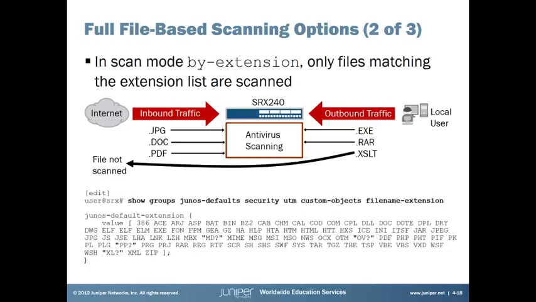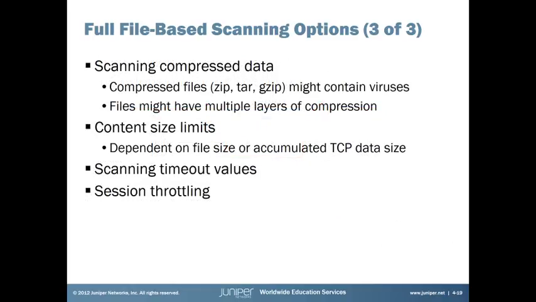So here's our show groups, students default, security, UTM, custom objects, file name extensions. These are the extensions that you can include when you've got scan by extension. There's all these built-in extensions. So any of those, all of those, you can include. Scanning compressed data: files might have multiple layers of compression. Content size limits, depending on the file size or accumulated TCP data size. So we can set limits on how big a file we're going to scan.